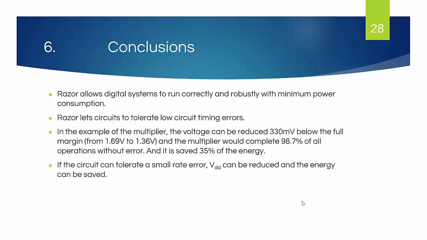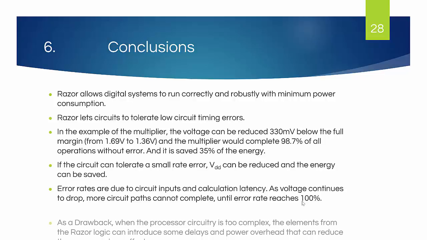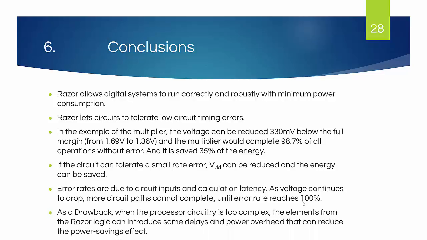If the circuit can tolerate a small error rate, VDD can be reduced and energy can be saved. Error rates are due to circuit inputs and calculation latency. As voltage continues to drop, more circuit paths cannot complete until the error rate reaches 100%. And as a drawback, when the processor circuitry is too complex, the elements of the Razor logic can introduce some delays and power overhead that can reduce the power savings effect.